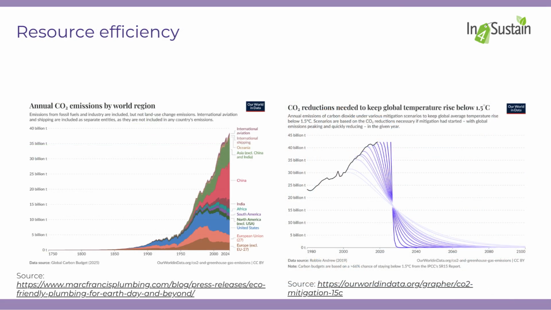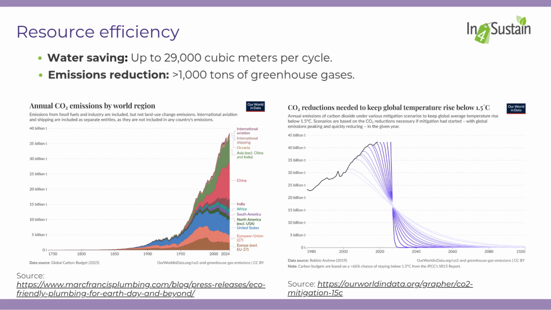The numbers back this up. Resource efficiency in circular practices is staggering. Fibre recycling can save up to 29,000 cubic metres of water that would otherwise be used to grow raw materials. It also diverts over 1,000 tonnes of greenhouse gas emissions by skipping the energy-intensive extraction processes. We are literally turning waste into a high-value resource.